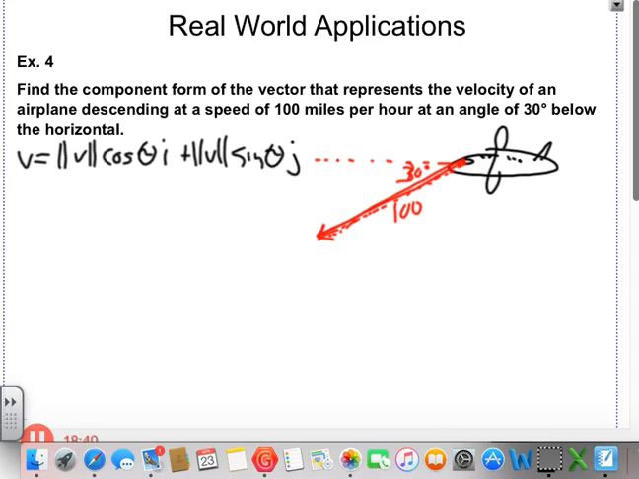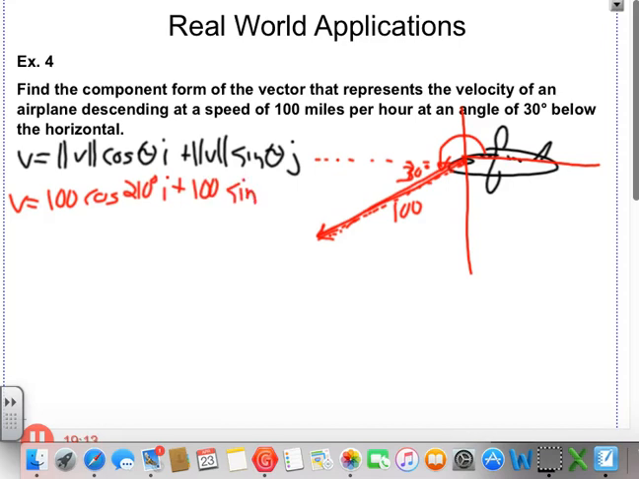Okay, and we already know the magnitude of v, the magnitude of the vector, is 100. So we'll say 100, and then we have to do the cosine of theta. So what is theta? Well, if we've got the positive x-axis right here, then this angle is really going to be coming around 180 plus 30 more. So the angle we're going to use is actually 210 degrees for theta. And we've got the i plus the magnitude of v, again 100, times the sine of 210 degrees j.